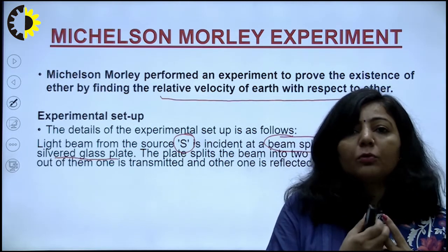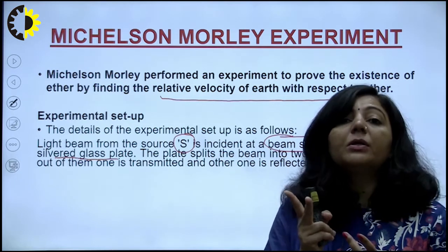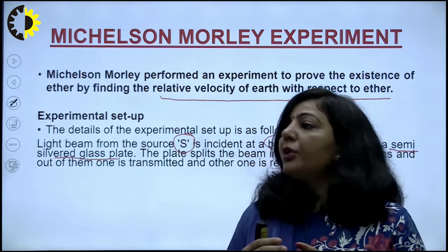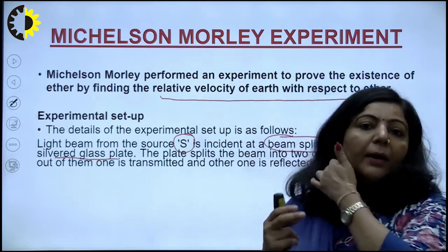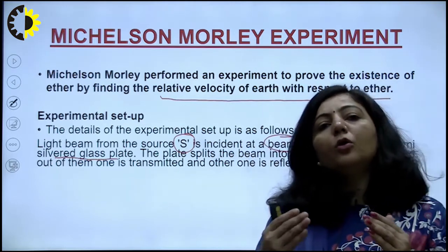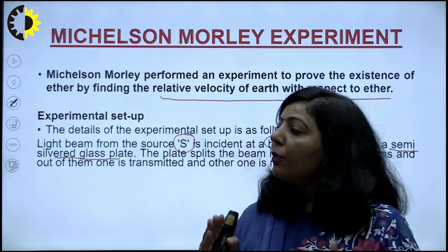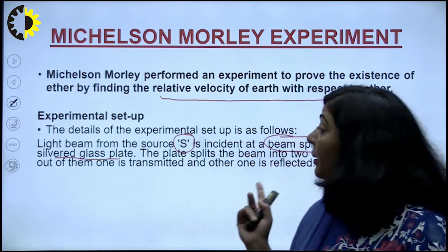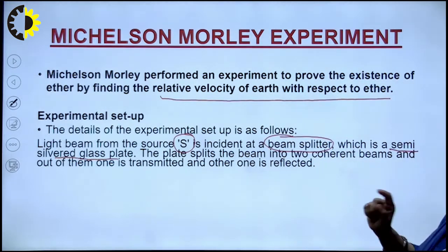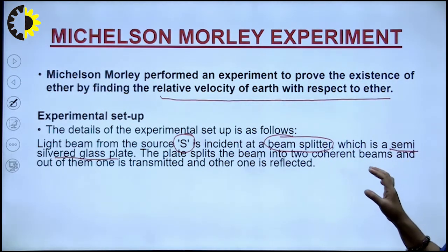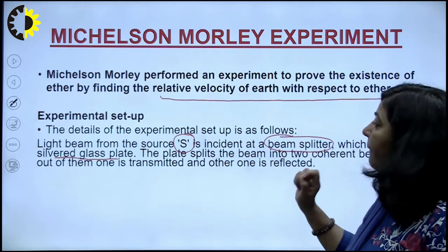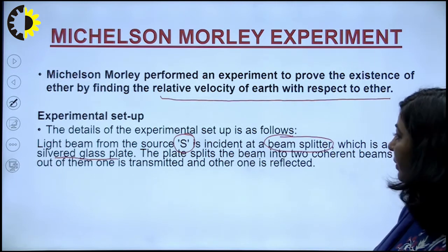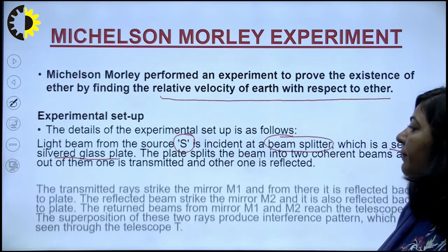Why am I saying that those rays will be coherent in nature? Because they are obtained from a single source, from a single ray. If there is any change in the phase of that parent source or parent ray, you will get similar changes for both the rays which are split by that beam splitter. That is the reason those rays are known as coherent rays. So the plate which is semi-silvered, acting as a beam splitter here, will divide the light into two coherent rays, right? One will be reflected and one will be transmitted.